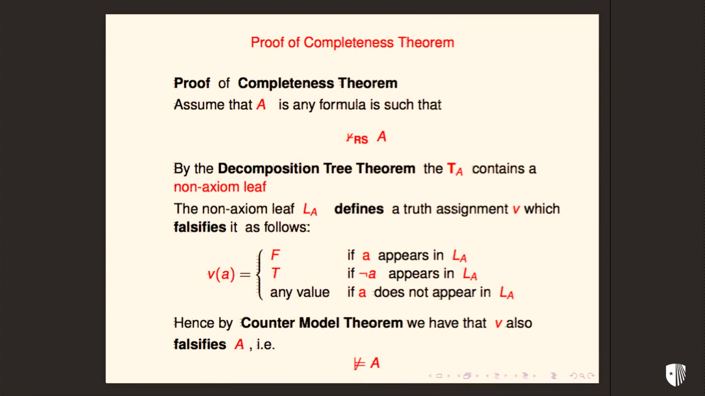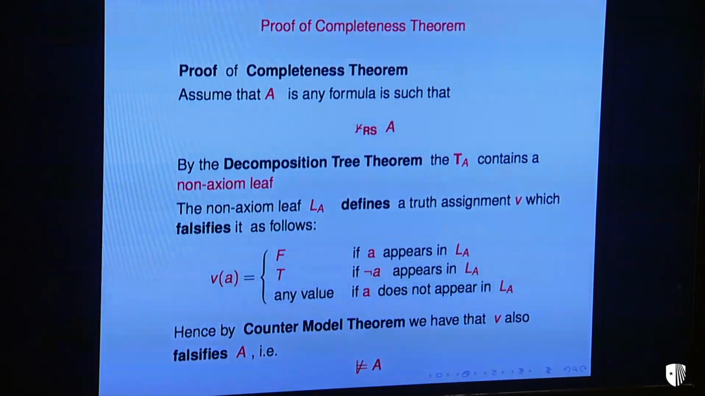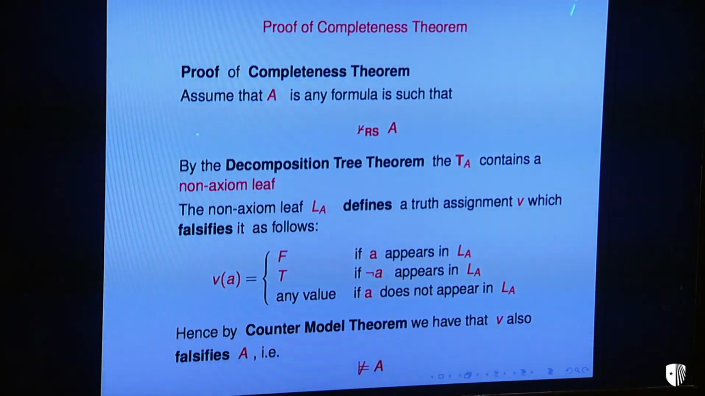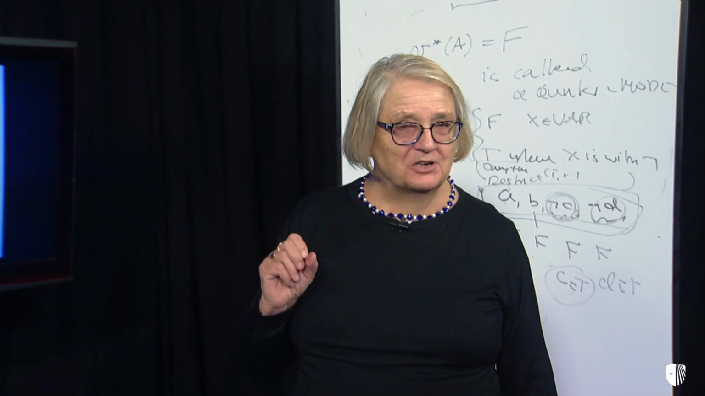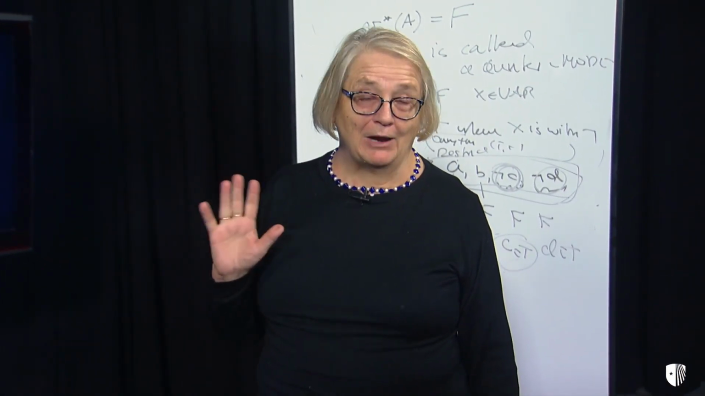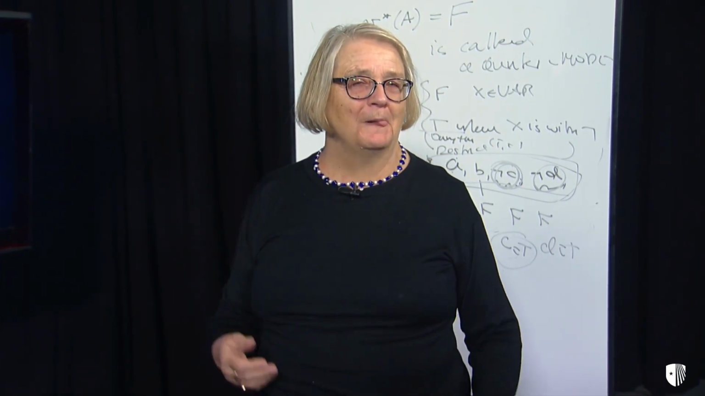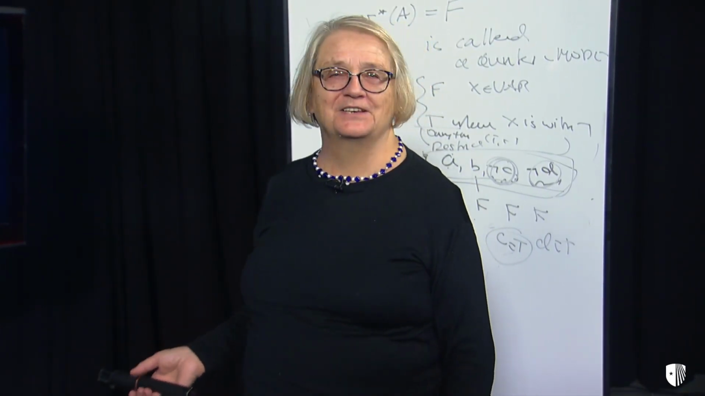VA equal F if A appears on the leaf, T if negation appears on the leaf, and any value if A does not appear on the leaf. And so on. So that's our proof. That's the shortest proof of completeness theorem, which sort of, I think, exists. Read chapter 5, proof 2. Even 1 we covered in detail, but read chapter 5, proof 2, and then you will fully appreciate the shortness of that our proof.